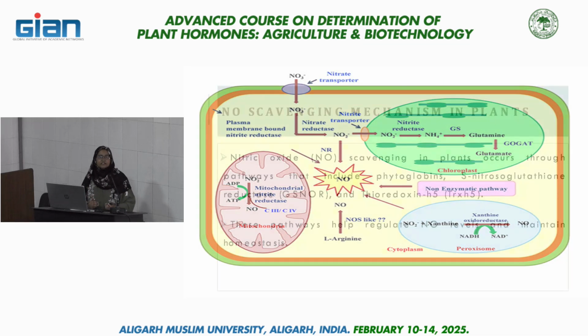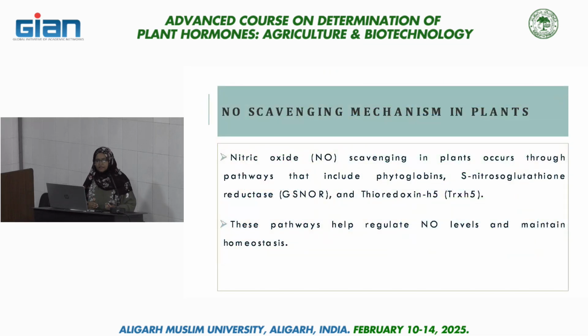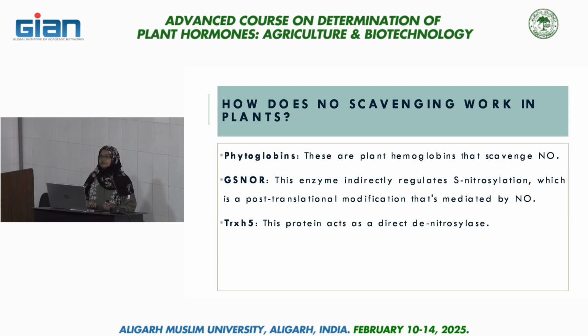These are the three main pathways of scavenging of nitric oxide, and in plants this nitric oxide is also scavenged by reactive oxygen species and by hemoglobins. So these are some pathways of nitric oxide scavenging, of which one of the most important is phytoglobin. Phytoglobins are plant hemoglobins that scavenge the nitric oxide. Hemoglobin oxidizes the nitric oxide to nitrate, and the non-symbiotic hemoglobin is involved in the oxidative degradation of NO to produce the nitrate in the first case.